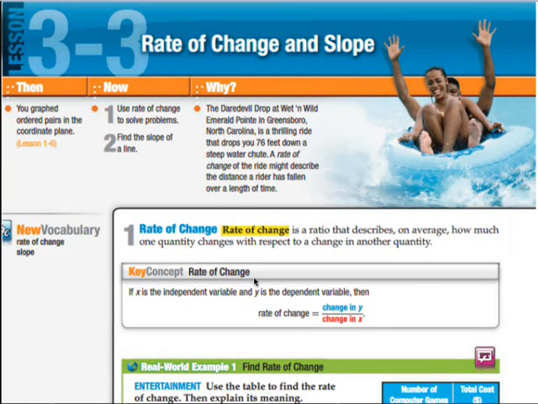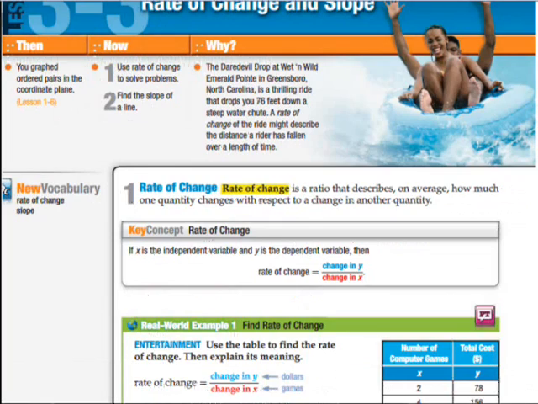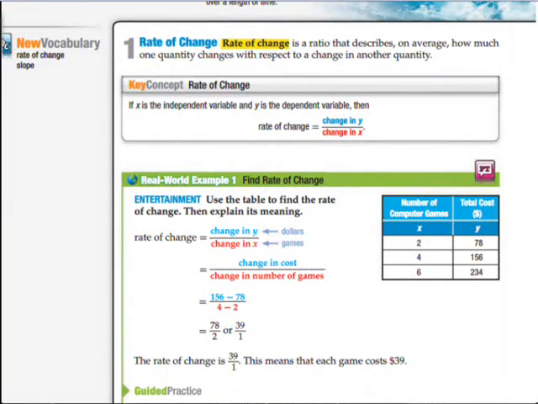All right. So rate of change is a ratio that describes a change on average, how much one quantity changes with respect to another. And here, the key concept I need you to understand is that when we do rate of change, it's the change in the values of the y-axis divided by the change in the values of the x-axis. Okay, so changes in y divided by changes in x.